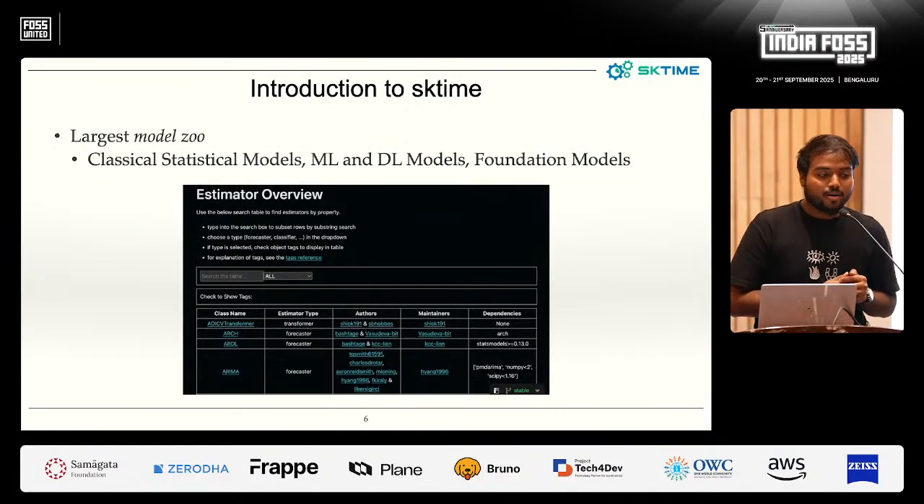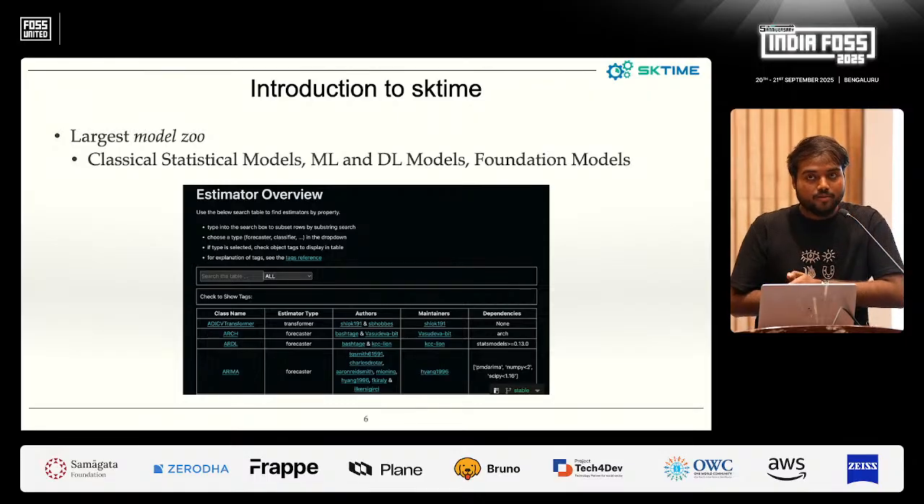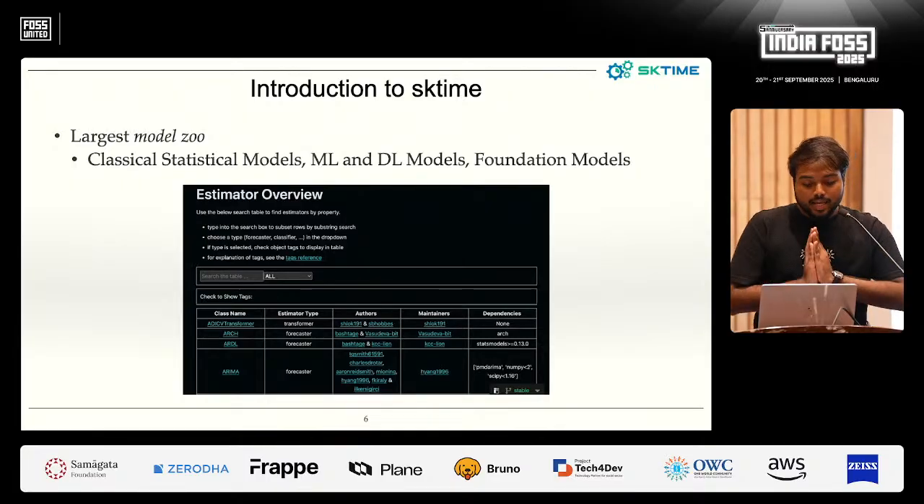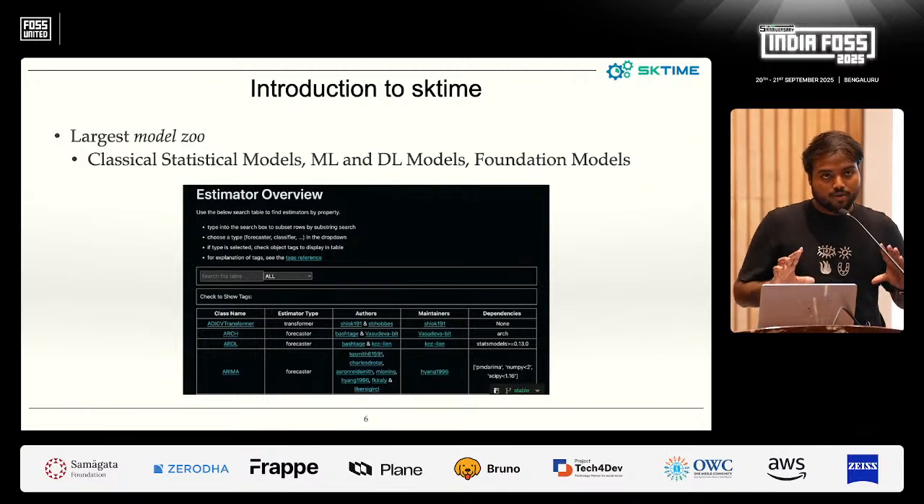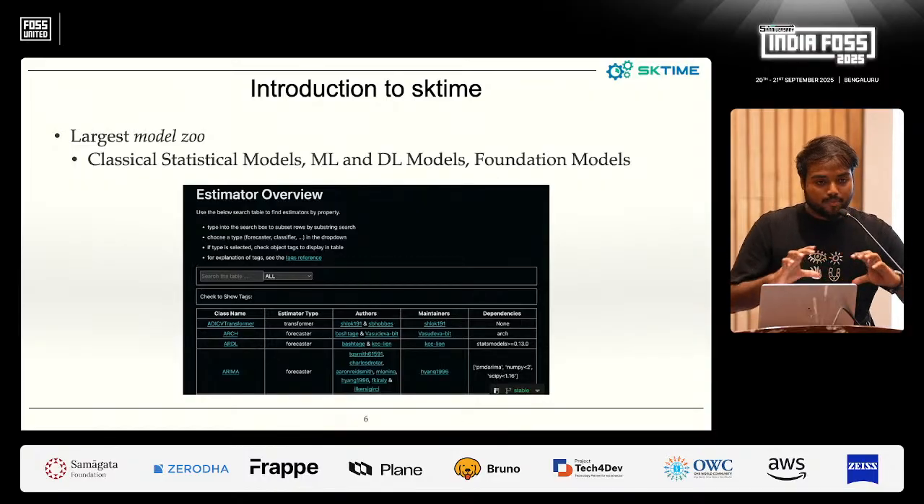Anyway, another cool thing about skTime is that, and I can claim this very openly, we have the largest model zoo. That means you can expect models from the 1970s, 60s, and models from research conferences from late 2024 and early 2025 as well. And they all have a very consistent API. So you can find this estimator overview page on our docs, and it's kind of a marketplace where you can look for any models of your choice.